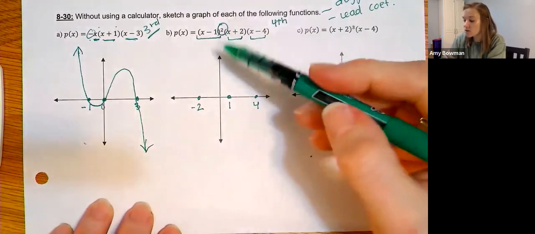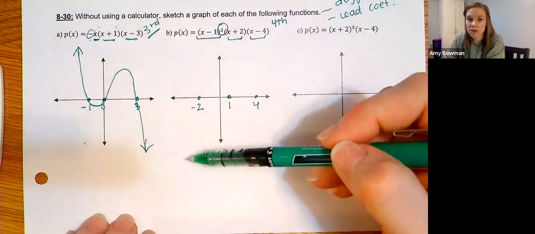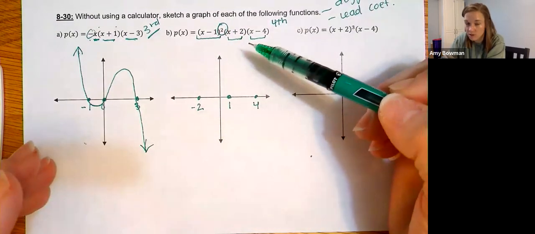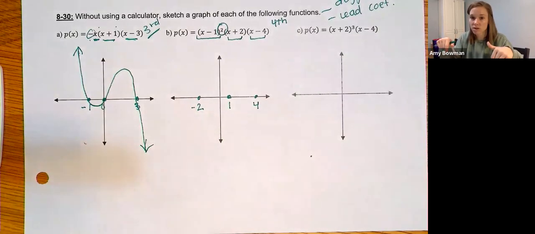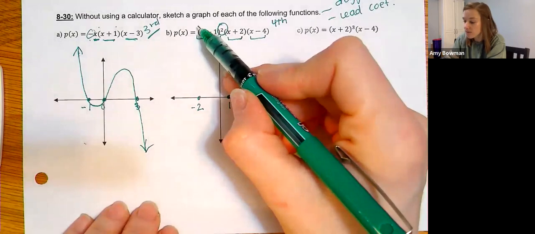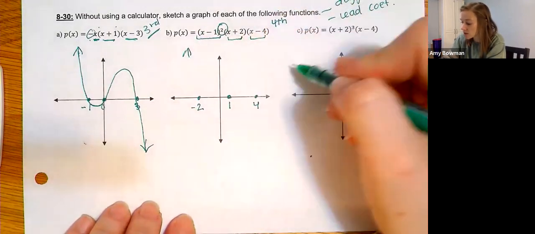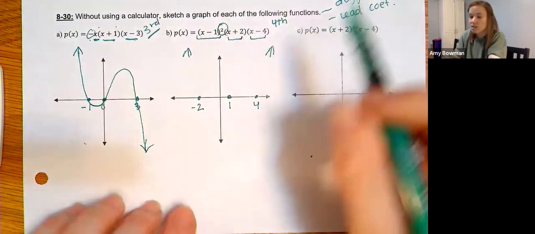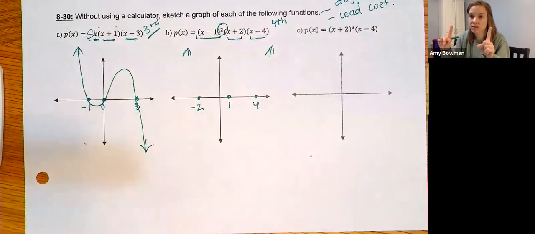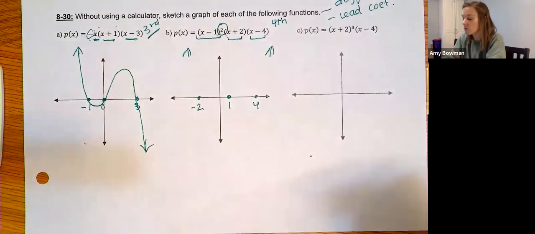Now I need to know, does my function start up here or down here? Well, 4th degree polynomials behave like 2nd degree polynomials. They either both start up or they both go down. My leading coefficient is positive. That means it's going to start and end going up to positive infinity, because even functions have the same end behavior, both pointing up or both pointing down.